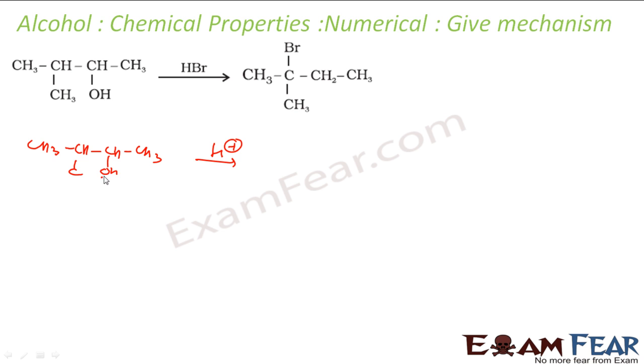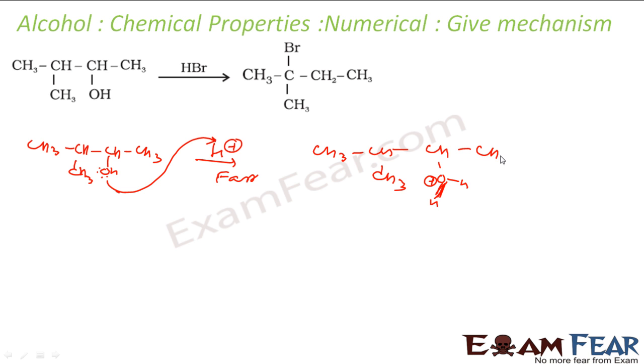Oxygen has a lone pair of electrons. It will attract this H+ toward itself. It will be a fast reaction. We have seen this a couple of times, right? This is the only possible place where H+ can attack. Now it will be OH, H. Since oxygen has given electron to H, oxygen will get a positive charge. And this will be CH3.